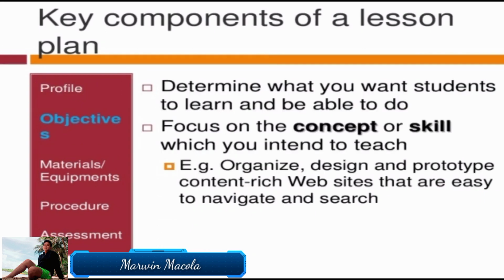Next is the objective. It determines what you want students to learn and be able to do. It focuses on the concept or skills which you intend to teach. For example, organize, design, and prototype content-rich websites that are easy to navigate and search. An objective may be in a statement or question form. For example, an objective like to explain the causes of the thinning down of the ozone layer may be converted into: what are the causes of the thinning down of the ozone layer? That's an example of objectives.